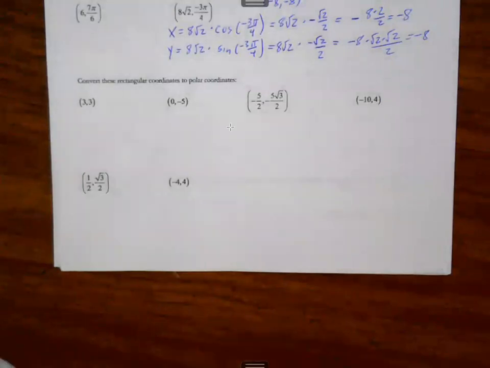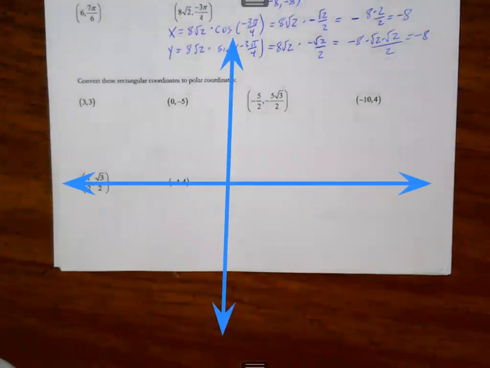But let's say we have the point 3, 3. So there's my y-axis, there's my x-axis. So the point is at 3, 3. I'm going to go this way, 1, 2, 3, and then this way, 1, 2, 3. All right, so boom, there's my point, 3, 3.